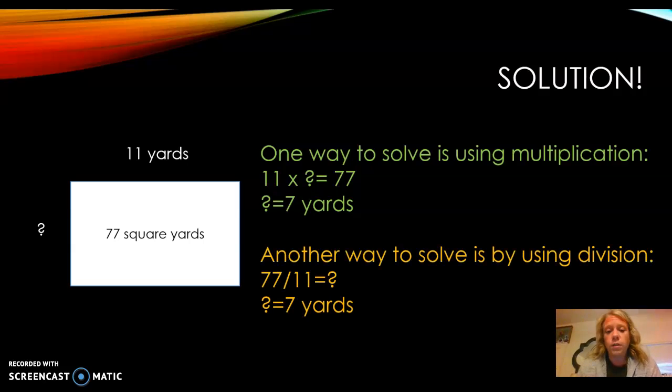Another way to solve is by using division. So I start with my total area, which is 77, divide by 11. 77 divided by 11 equals 7. Both answers give 7 yards as my missing side.